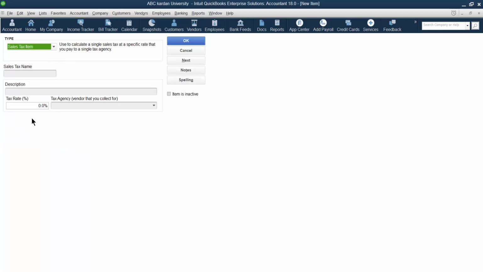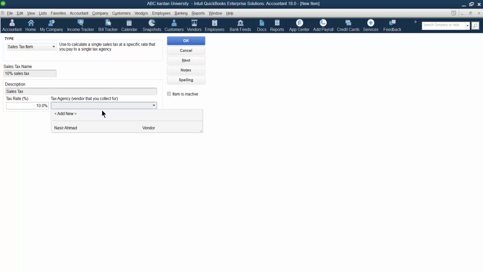Sales tax item means whether your organization charges sales tax or not. If your organization charges sales tax, please mention which type of tax they charge. For example, my organization charges 10 percentage sales tax. The description will be taken from here. The rate should be clearly mentioned here, whichever rate it is, but the exact rate. For example, 10 percentage. Tax agency: to which organization are you paying tax.